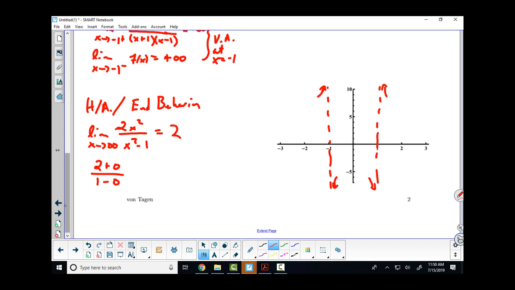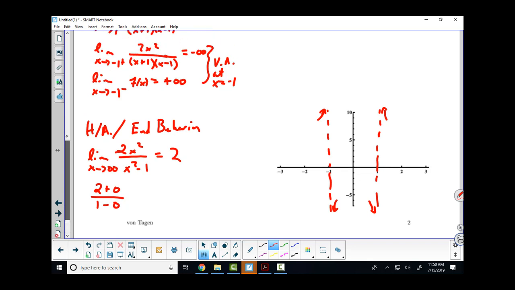Of course, we now have one new tool, right? What else could we do for graphing this? This has indeterminate form, infinity over infinity. So we could apply L'Hopital's rule, but we'd have to do it how many times? Twice. And if we did it twice, we'd end up with a 2 as well. Any questions on that? Great. So that's horizontal asymptotes and end behavior.